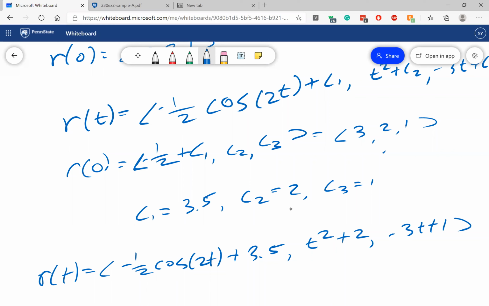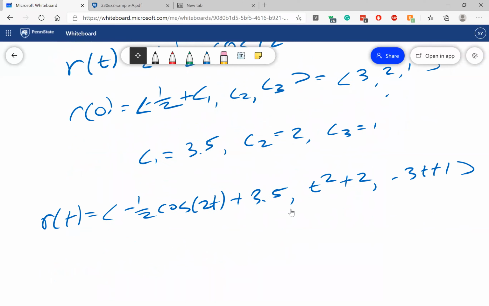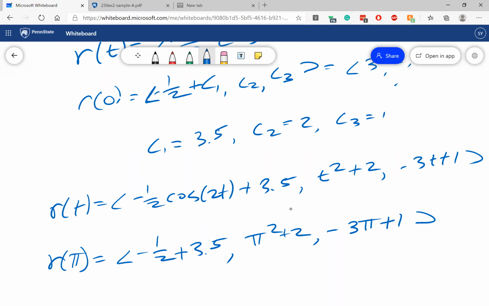Now they want the position at pi. So r of pi is going to be equal to (-1/2 plus 3.5, pi squared plus 2, -3 pi plus 1). Any questions?